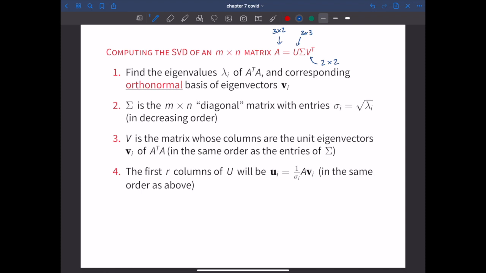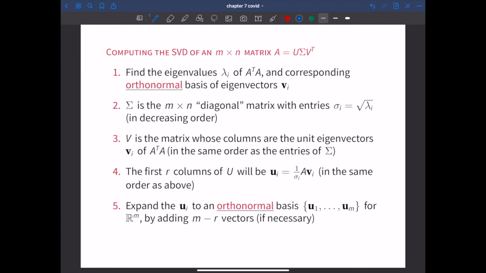So in this situation, we would have to take the U vectors we already have, the vectors we get from using this formula, and then find extra vectors that are orthogonal to these vectors. Once we find enough orthogonal vectors, we would normalize them until we get an orthonormal basis. And then once we have these vectors, they become the columns of the matrix U.